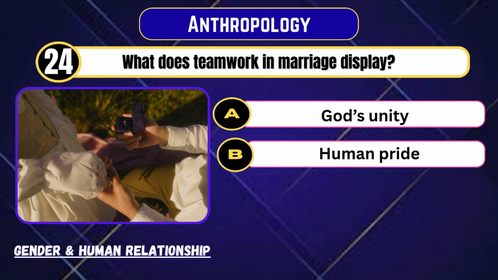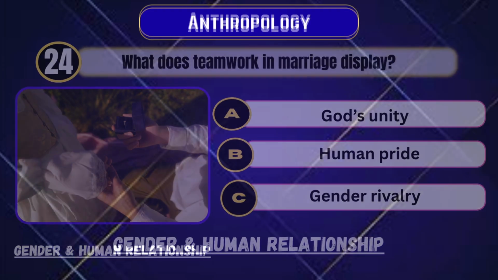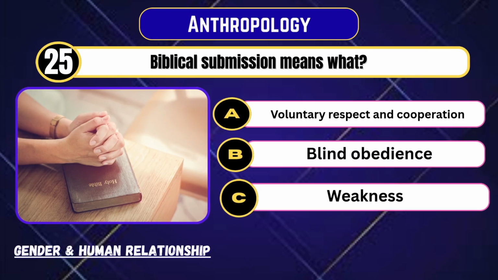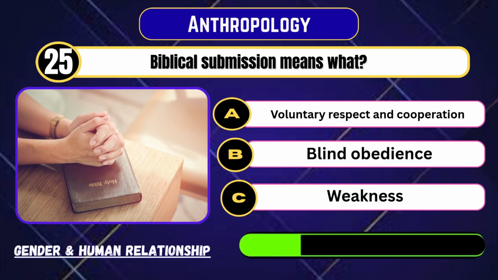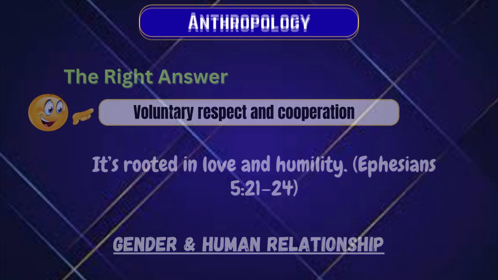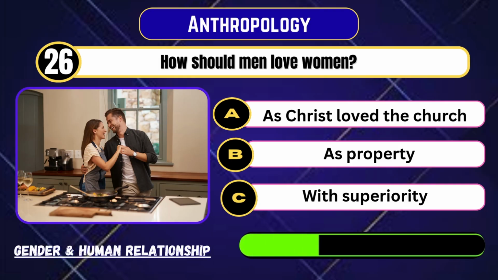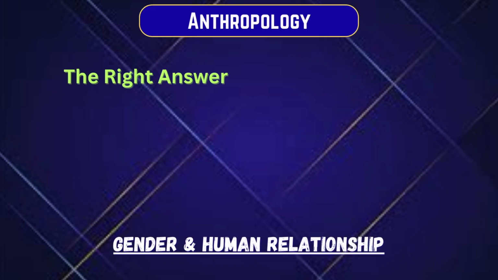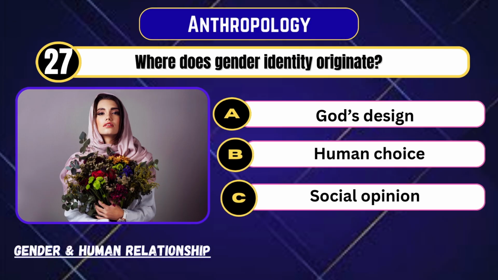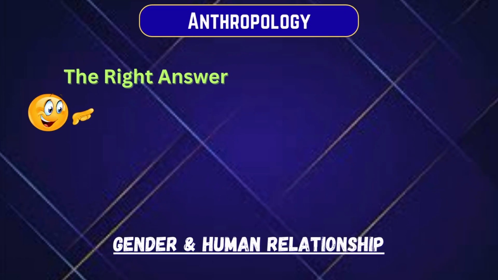What does teamwork in marriage display? God's unity. Biblical submission means what? Voluntary respect and cooperation. How should men love women? As Christ loved the church. Where does gender identity originate? God's design.